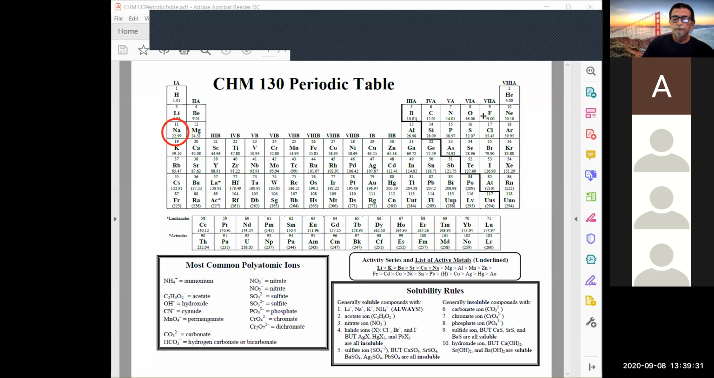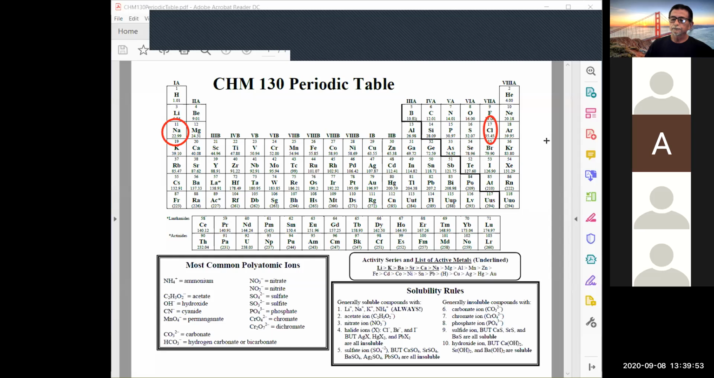Now, on the other end, take a look at chlorine. How many protons does chlorine have? Who wants to take that one? 17. How many electrons does it have? 17. Okay, how many electrons, how many protons? Chlorine has 17 protons. We know that because it's atomic number 17. How many electrons does it also have? 17. Okay.